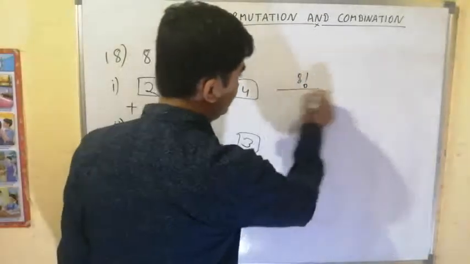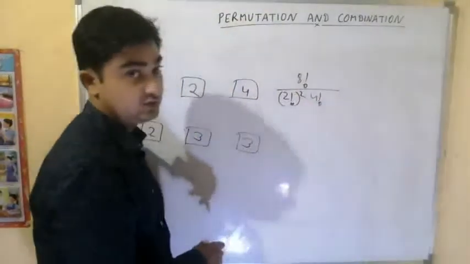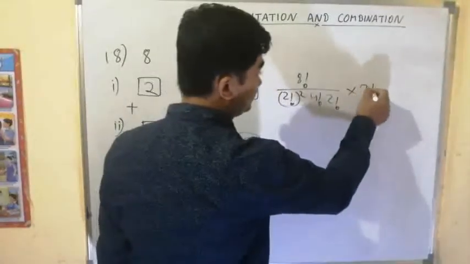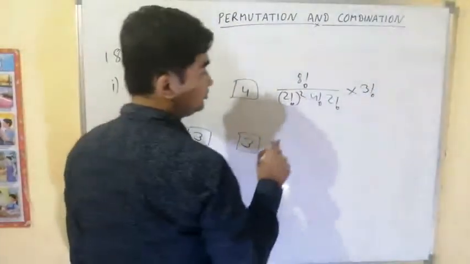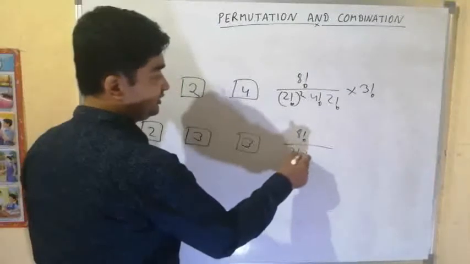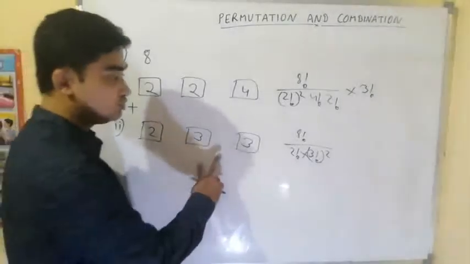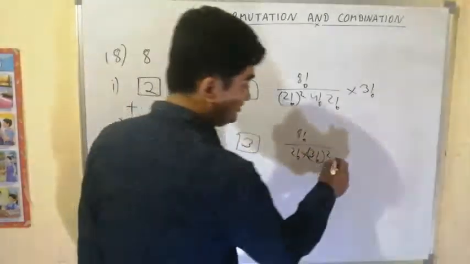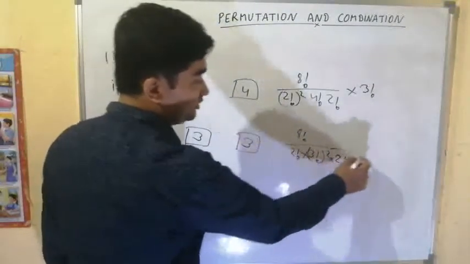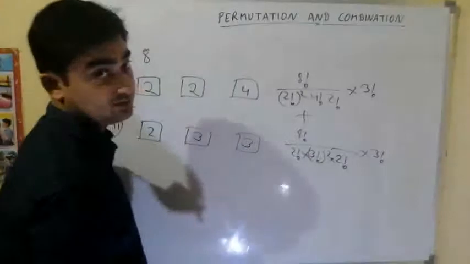So in how many ways can we divide into groups of 2, 2 and 4? Already we have seen: 8 factorial divided by 2 factorial square into 4 factorial. 2 groups are of size 2 and 1 group is of size 4, but 2 groups have the same size, so into 2 factorial. Similarly for this case: total 8 factorial divided by 2 factorial into 3 factorial square. Both groups are of size 3, and 2 groups have the same size, so divided by 2 factorial. Then into 3 factorial, because students can be arranged in 3 factorial ways. So this plus this is the answer.